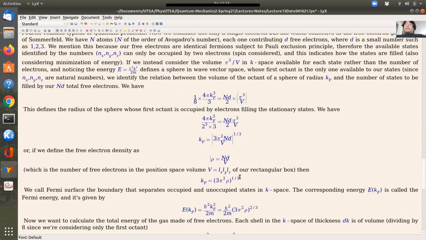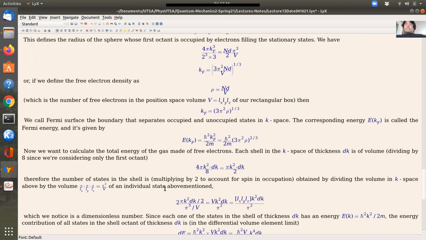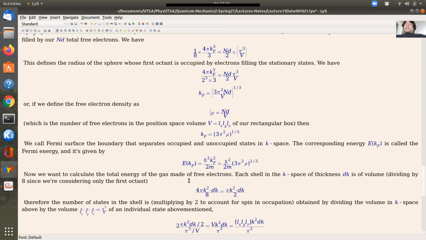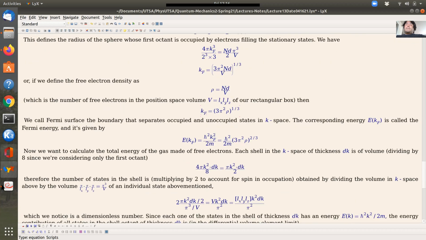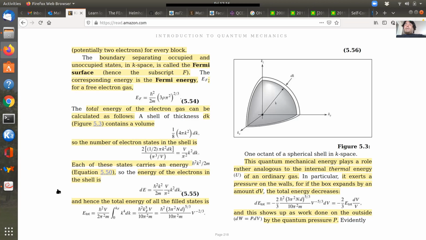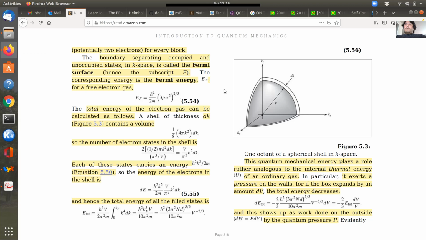So this is the number of free electrons in the position space volume V equal to Lx, Ly, and Lz. Plugging this in, what you have is that kF is the cubic root of 3 pi squared times rho, to the 1/3. And there's a name for this radius, and also for this sphere surface. The Fermi surface is the boundary that separates occupied and unoccupied states in k-space, as clearly it's happening right here. So check Griffiths for the illustrations, because that's where I'm taking them from.